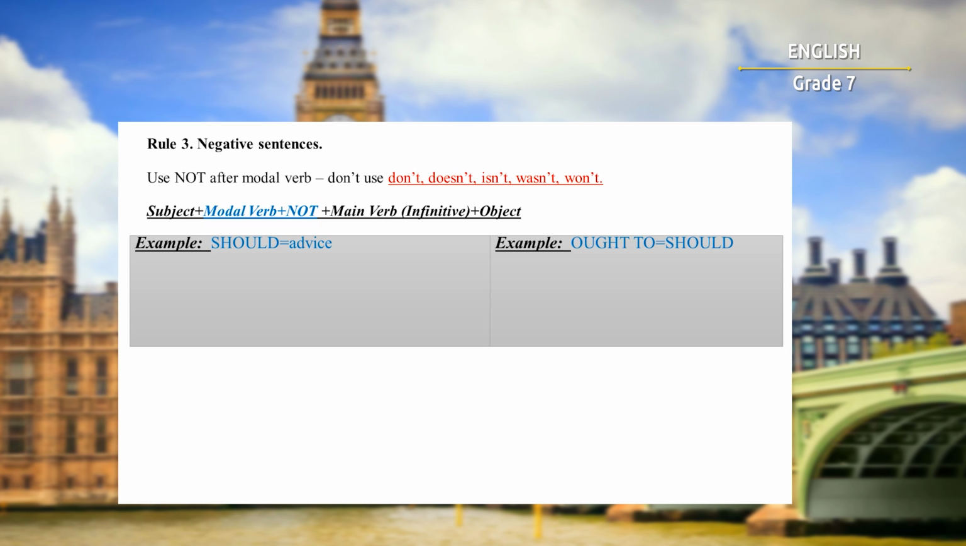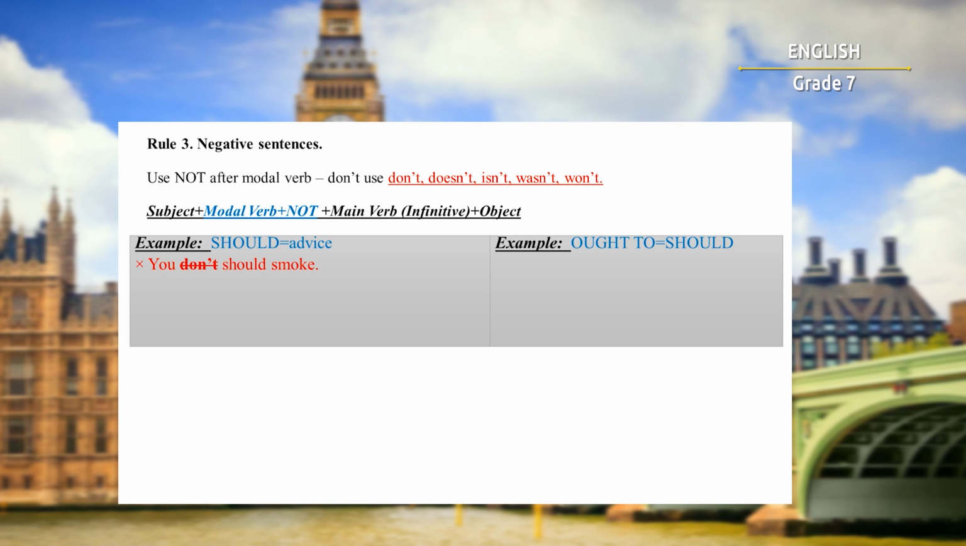Use not just after the modal verbs. Don't use don't, doesn't, isn't, wasn't, or won't. For example, we can take the modal verb should or ought to. They both have the same meanings. They express advice.